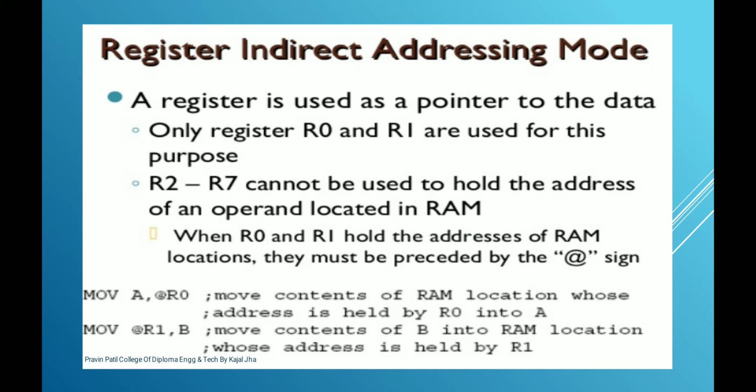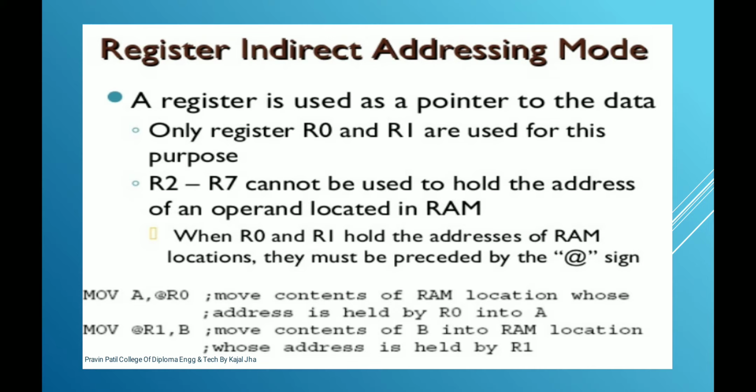So MOV A, @R0: if R0 is equal to 40H, and the internal RAM address 40H contains 67H, then during execution of that instruction the value 67H stored at the memory location 40H, whose address is in R0, is loaded into the A register.